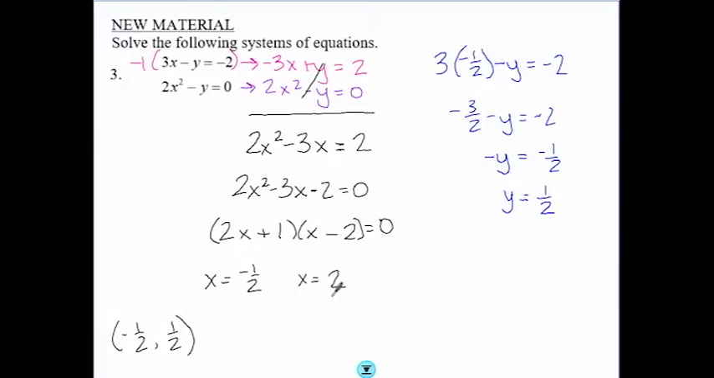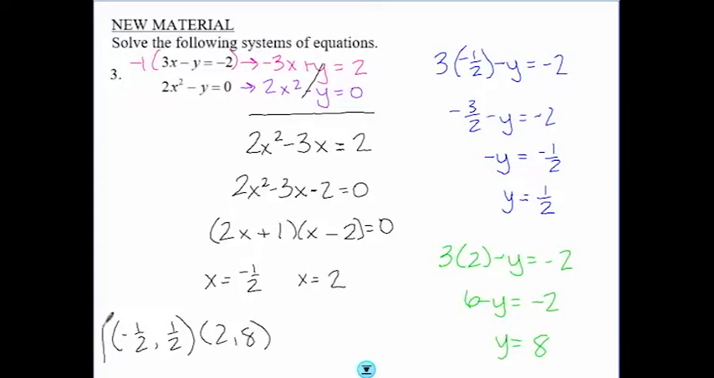If I plug 2 in for x, back in that same equation again, I end up with y equals 8. So that means that 2, 8 is my other solution. So if we graphed this line and this parabola, they would end up crossing at these 2 points.